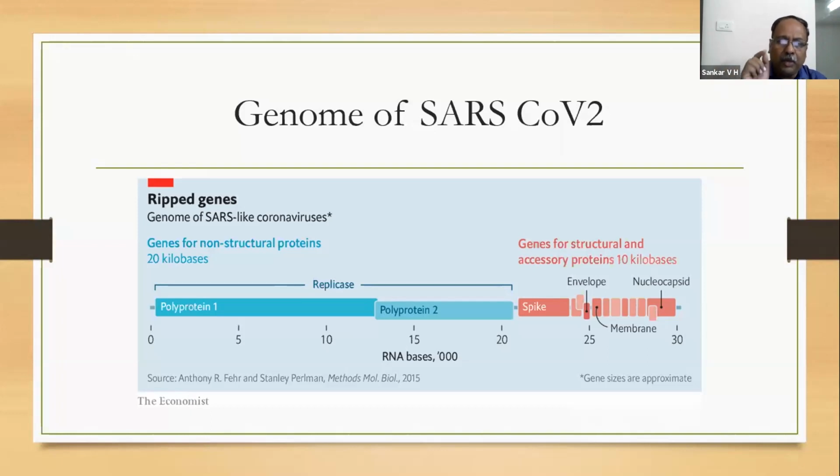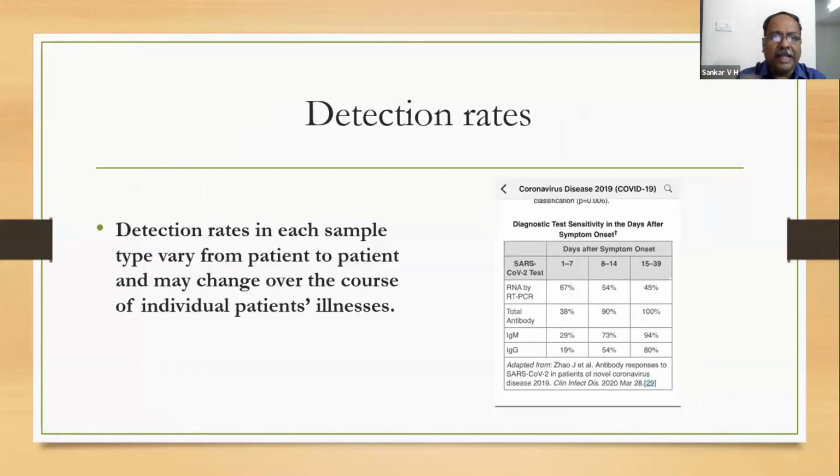That is, if you are testing only one gene, the sensitivity of the test will be less. So in standard conventional RT-PCR, we used to do 2 or 3 genes. A minimum of 2 genes will be checked. Depending upon the different lab protocols, there will be variations.